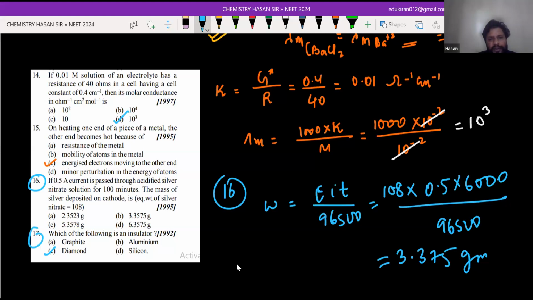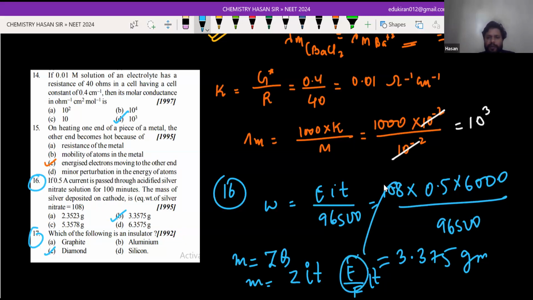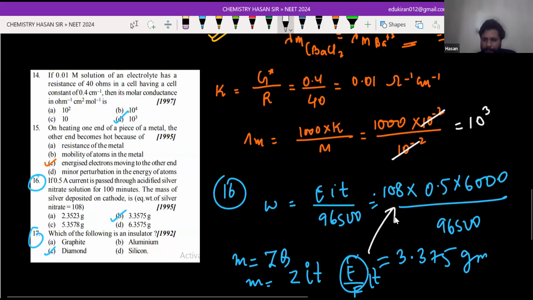You have studied that M is directly proportional to Q, M is equal to Z into Q, where Q is equal to I into T. So M is equal to E by F into I into T. E is the equivalent weight of silver, which is 108 because it lost one electron. So n factor is 1. Isn't it easy?